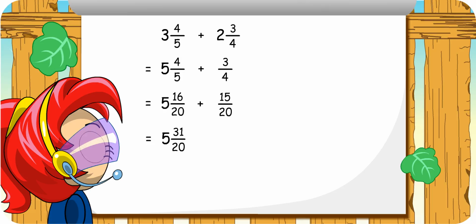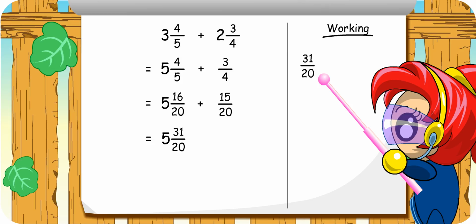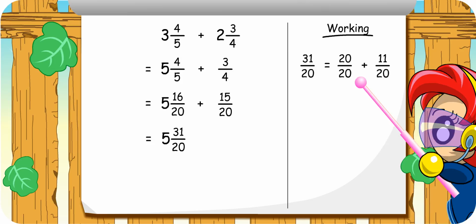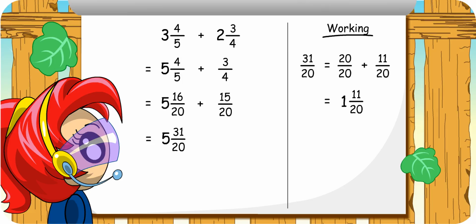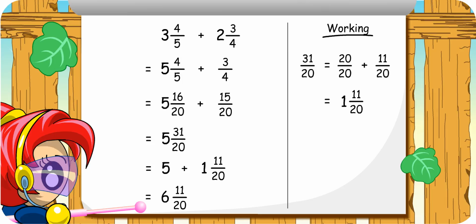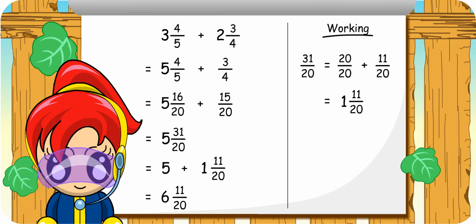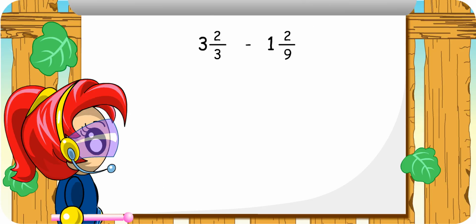Something is not right. Oh yes, 31/20 is more than 1 whole, 20/20. Thus, I should simplify it to 1, 11/20. Thus, 3, 4/5 plus 2, 3/4 equals 6, 11/20. Well done, Turbo Girl. Let's move on to learn how to subtract mixed numbers.